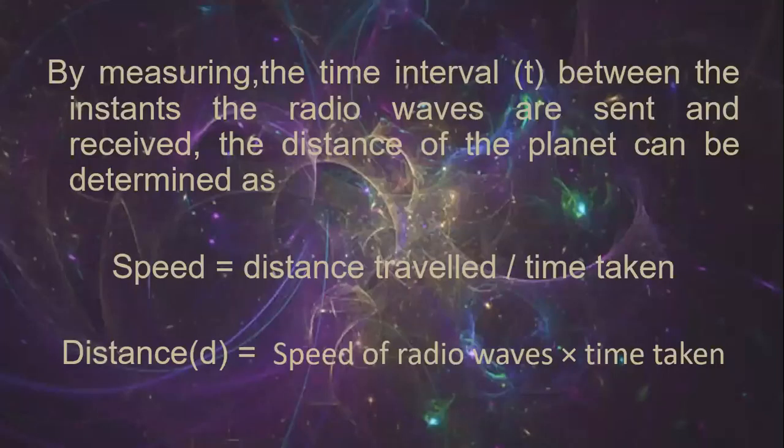Okay. So the radio waves are traveling to and fro. So from the transmitter to the object and from the object to the detector. So measuring the time interval between the radio waves that are sent and received, okay, the distance of the planet can be determined. Now, you know the speed is equal to distance by time. Speed is equal to what? Distance by time. So distance is equal to speed of radio waves into time.